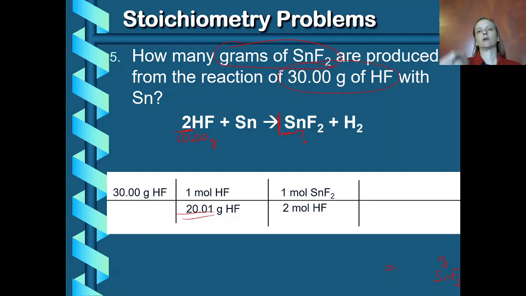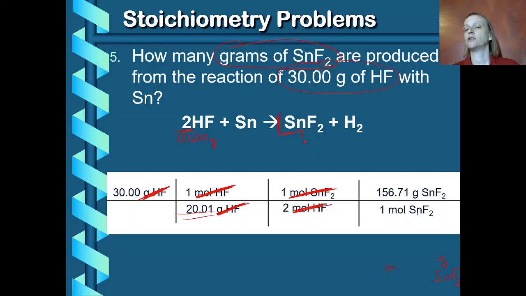My next step is to convert from moles of tin 2 fluoride to grams tin 2 fluoride. So 1 mole of tin 2 fluoride, using the periodic table, looking up tin and fluorine, adding those values together, you get 156.71 grams of tin 2 fluoride. Notice that these values, the units cancel out. Grams of hydrogen fluoride cancel out with grams of hydrogen fluoride. Moles of hydrogen fluoride cancel out moles of hydrogen fluoride. Moles of tin 2 fluoride cancel out with moles of tin 2 fluoride.